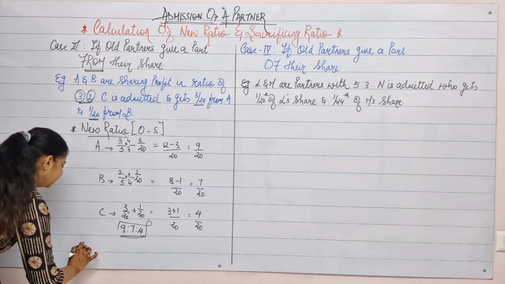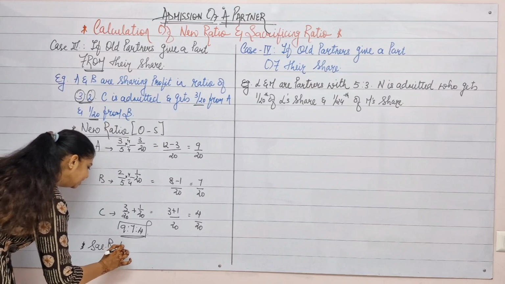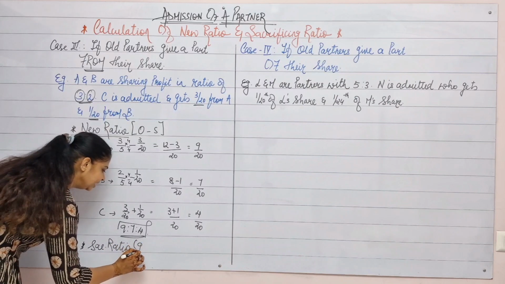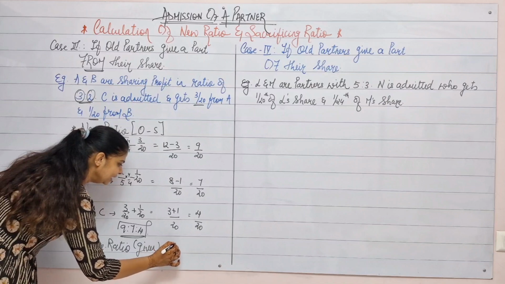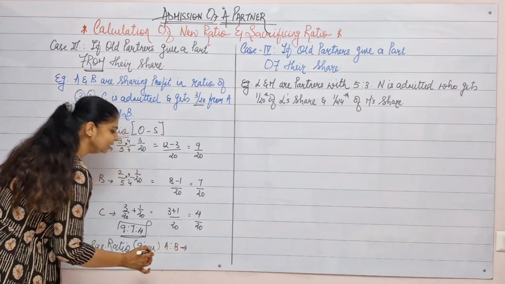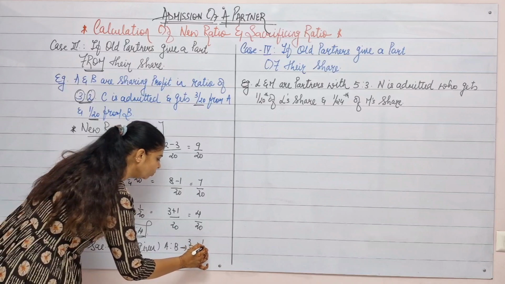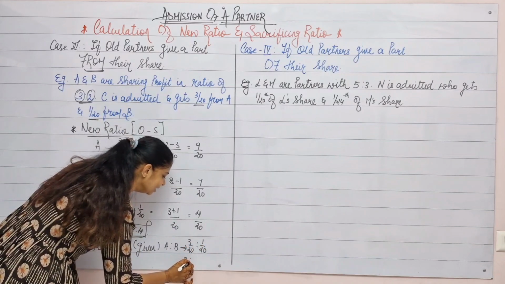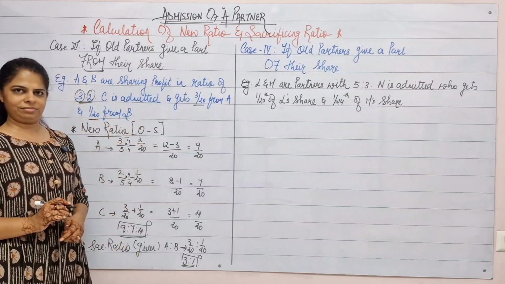If the question is also asking you to calculate sacrificing ratio, which is directly given only, but still question ने बोला है sacrificing calculate करो, तो you will simply write sacrificing ratio in bracket. You will write it is given only, and it is A is to B, 3/20 is to 1/20, and thus their sacrificing ratio will be 3:1.